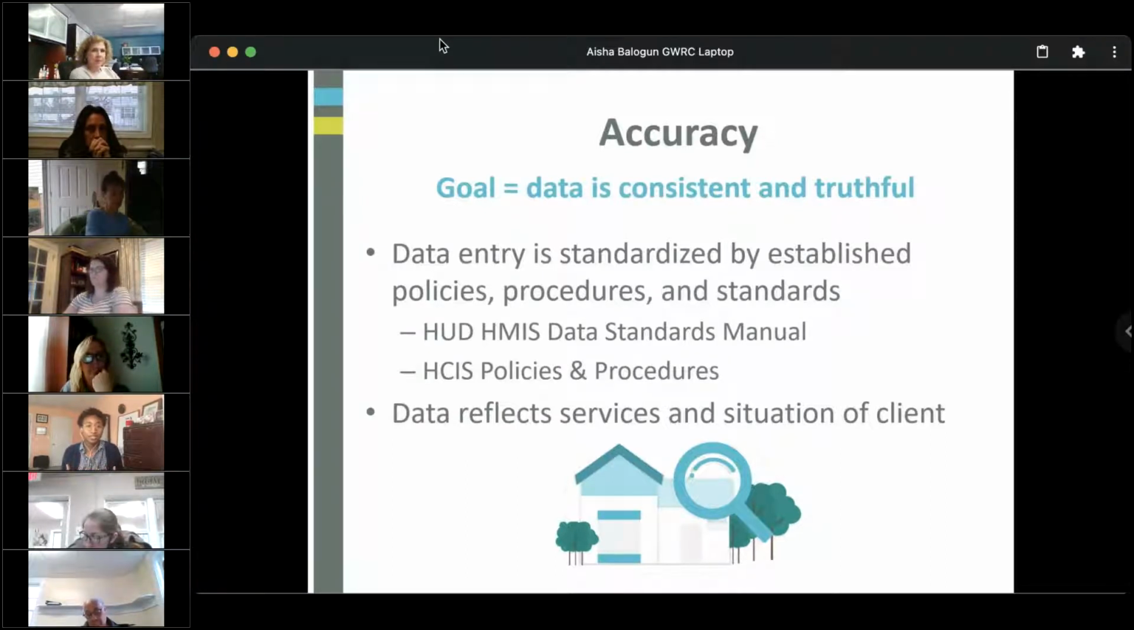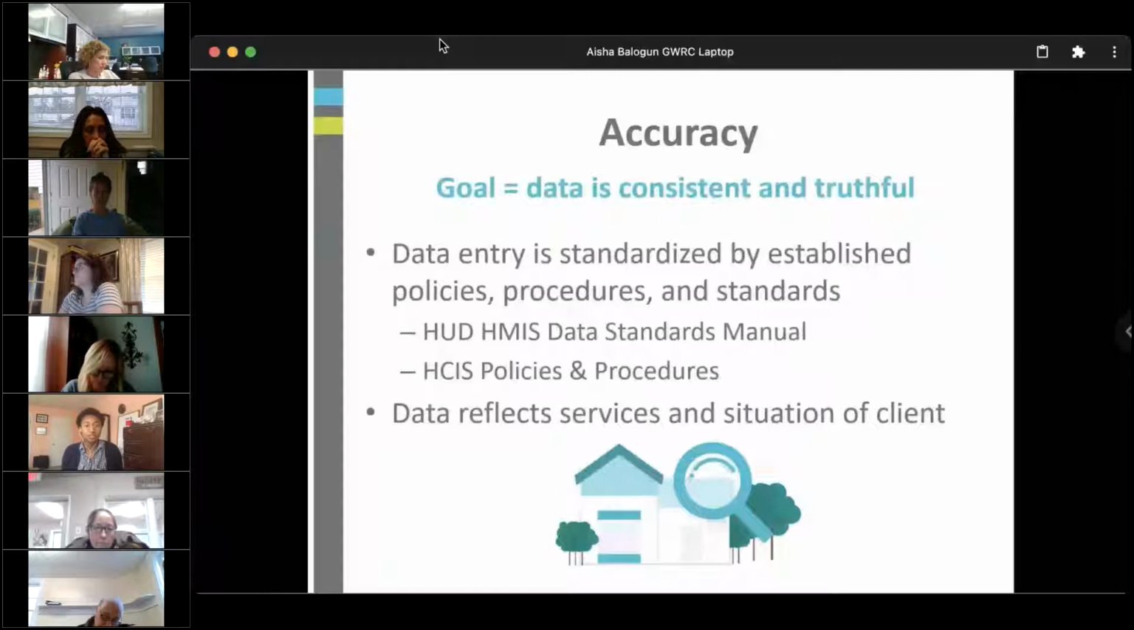So when you have questions about how do I answer a certain question in HMIS, or what is this specific data element looking for, that's an answer you can find within the HUD HMIS Data Standards Manual. And if you have a question that's more like, what is the expectation for me in terms of timeliness of my data, or the very particular ways that you're putting in data into HMIS, that's a question that you'll likely find answered within the HCIS policies and procedures, which we'll talk about a little bit more on the next few slides.